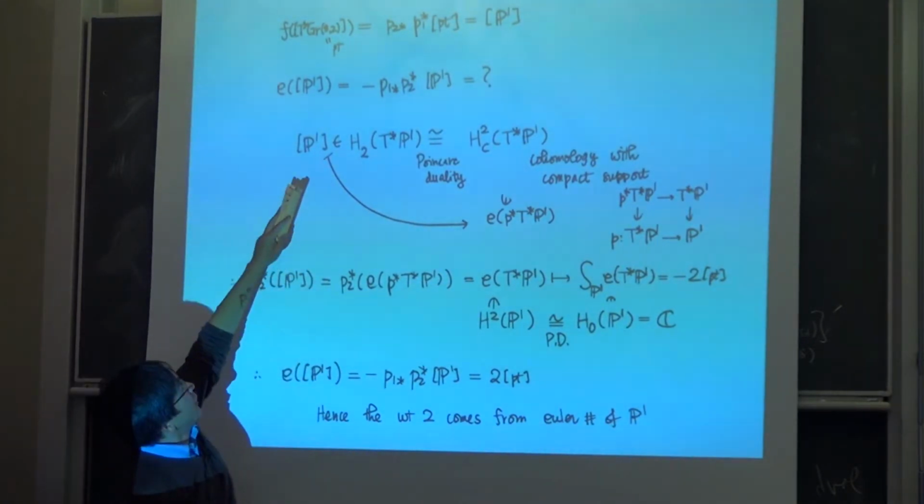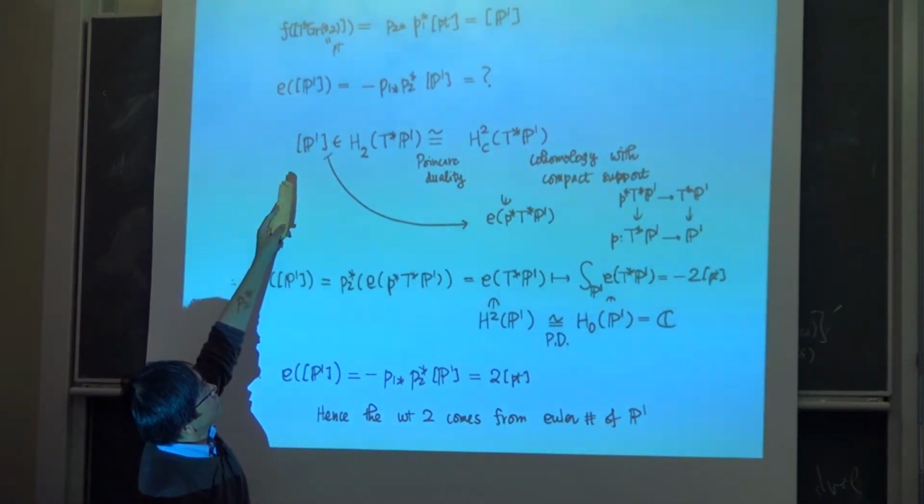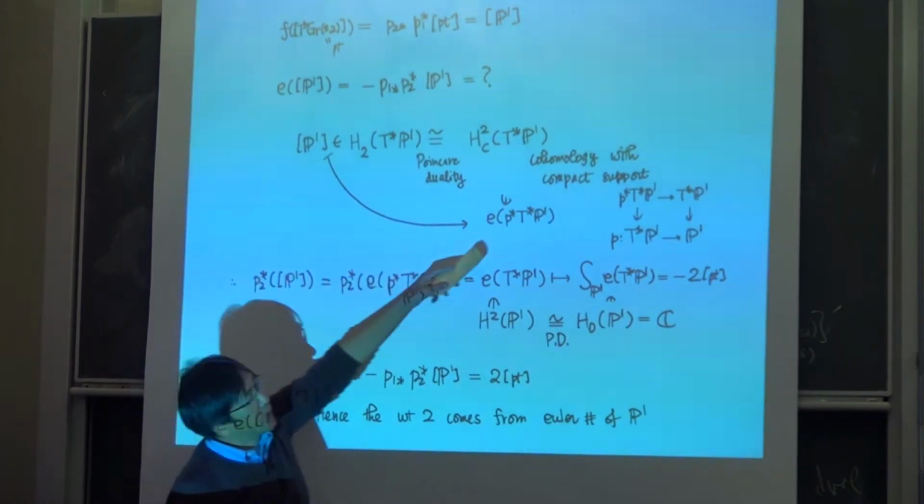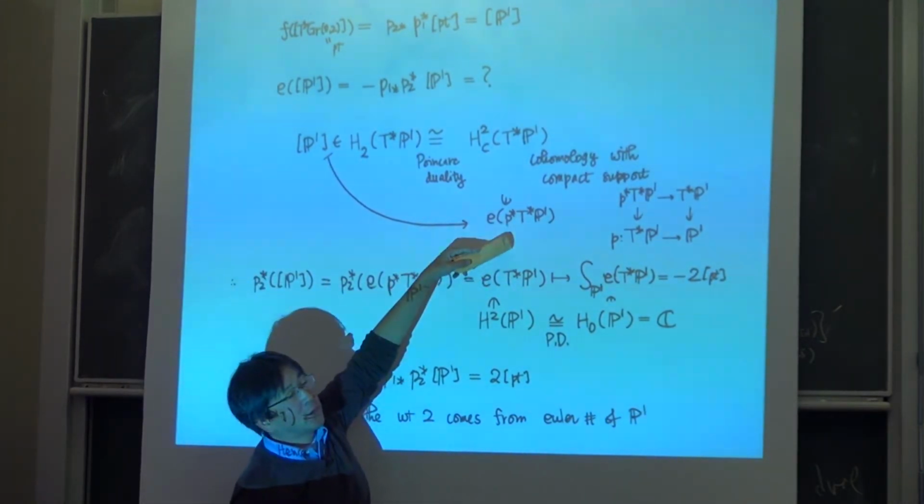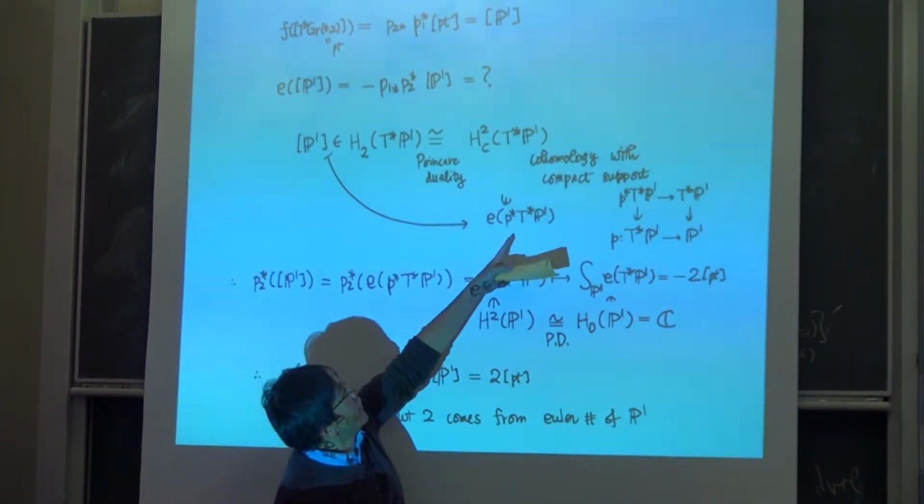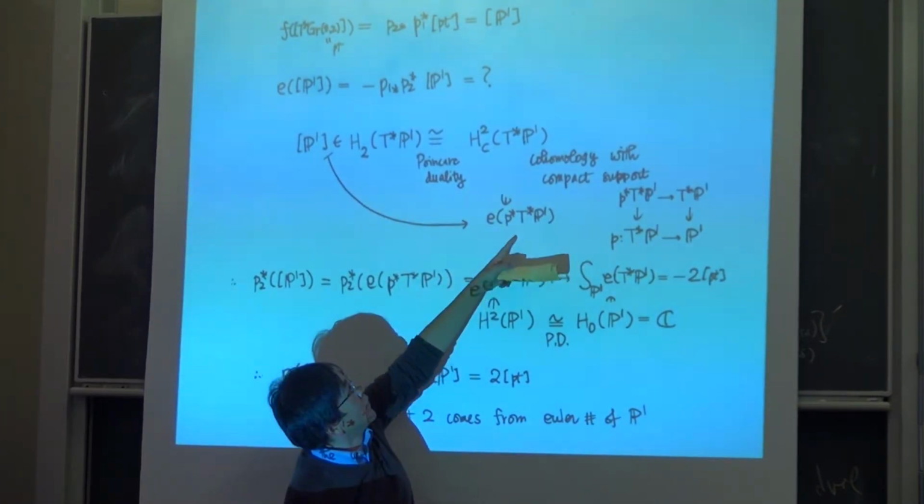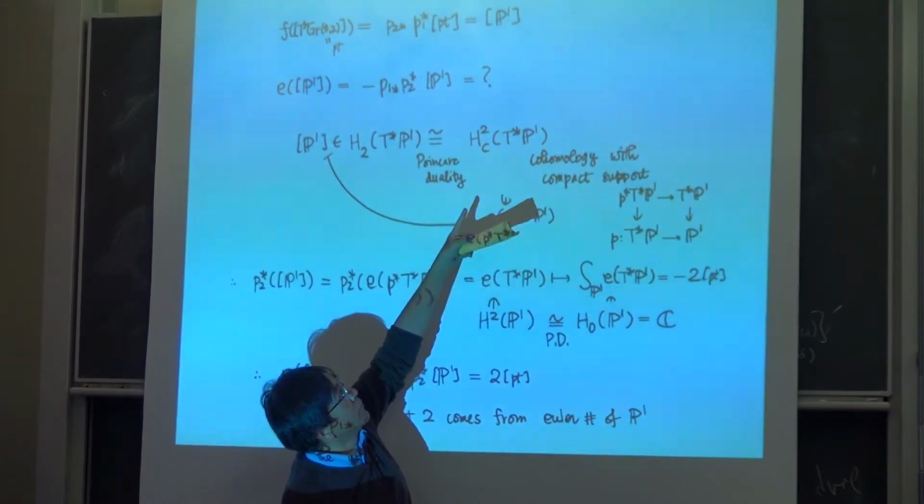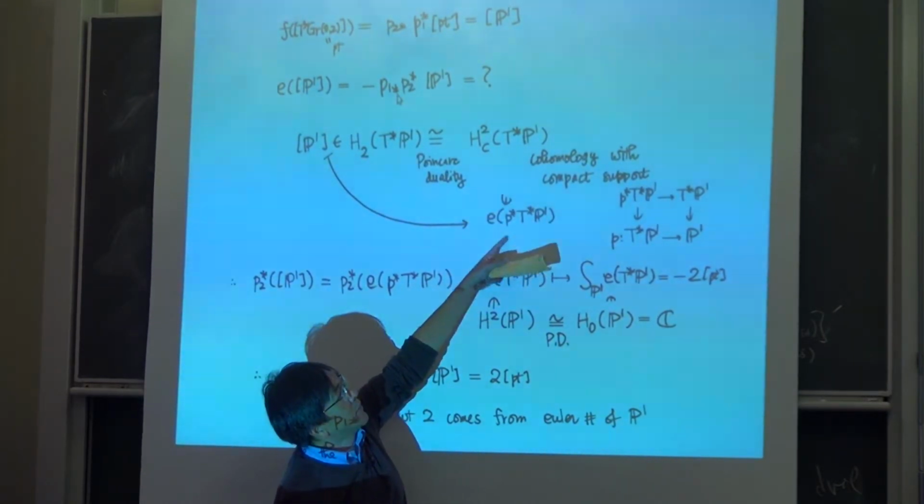So anyway, this fundamental class of the zero section is the Euler class or top Chern class. In this case, it is the first Chern class of the vector bundle, which is just T star P1 itself as a vector bundle on T star P1 by natural pullback.